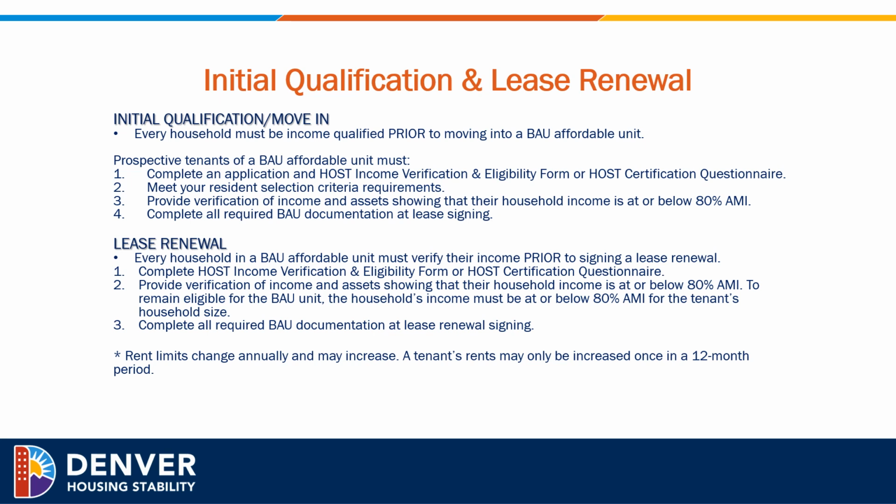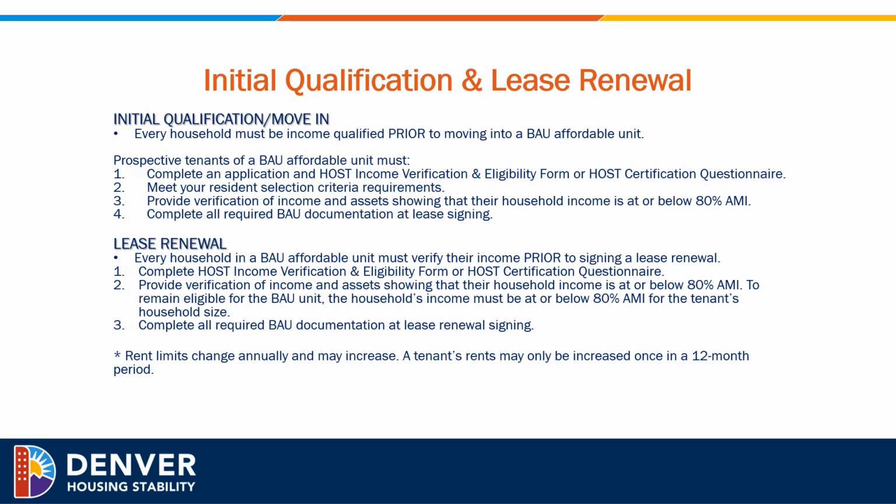At lease renewal, every household in a BAU affordable unit must verify their income prior to signing a lease renewal. Complete the host income verification and eligibility form or host certification questionnaire. Provide verification of income and assets showing that their household income is at or below 80% AMI. To remain eligible for the BAU unit, the household income must be at or below 80% AMI for the tenant's household size. They must also complete all required BAU documentation at lease renewal signing.